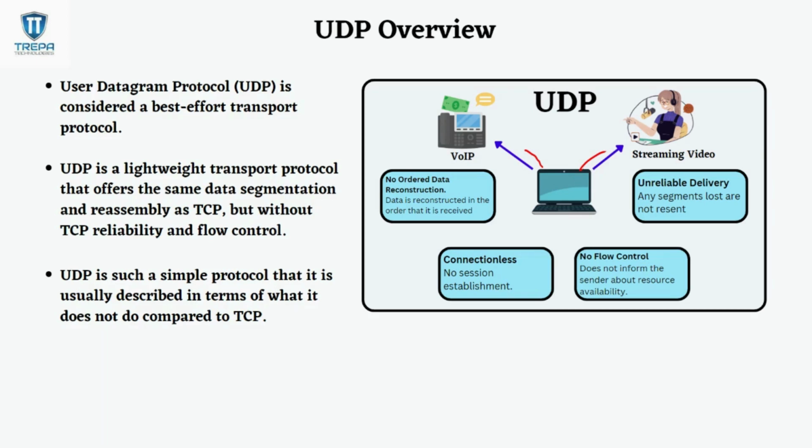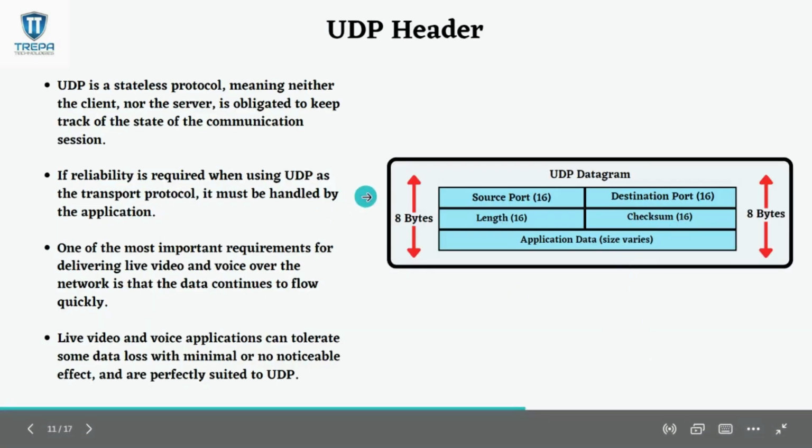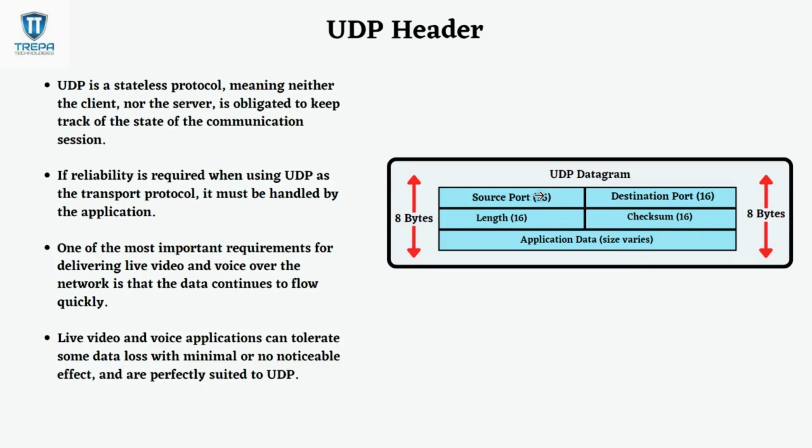And UDP does what TCP can't do for these services, where it's just send data. So UDP is a stateless protocol, meaning neither the client nor the server has to keep track of the state of the communication session. If reliability is required when using UDP, it must be handled by the application. That means if an application developer is building an app centered around UDP and wants some sort of acknowledgement, they're going to have to build that within the application between client and server.